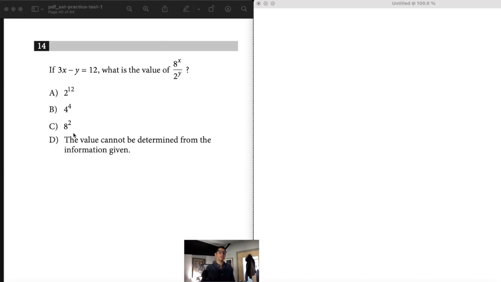If you have variables in the answer choices, which we don't have here, but if you do, you can do this literally every time. It's not the only way, but it's definitely a way every single time. Okay, so what is the approach? Well, all we're going to do is pick numbers here that make sense of this equation: 3x minus y equals 12.